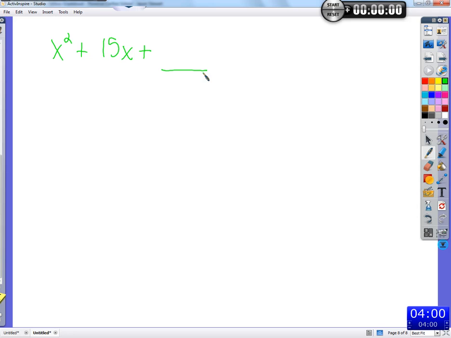Find it? Anybody got it? Anybody besides Martin the Martian back there? Yeah, good. 225 over 4. You got it. 225 over 4. Brett, how did you get 225 over 4? 15 divided by 2 is 7.5. 7.5 times 2? Or 7.5 times 7.5. Yeah.